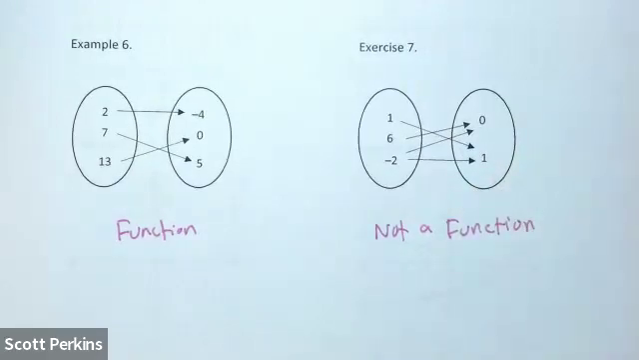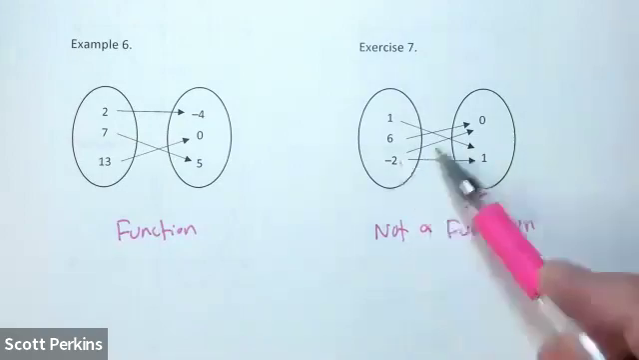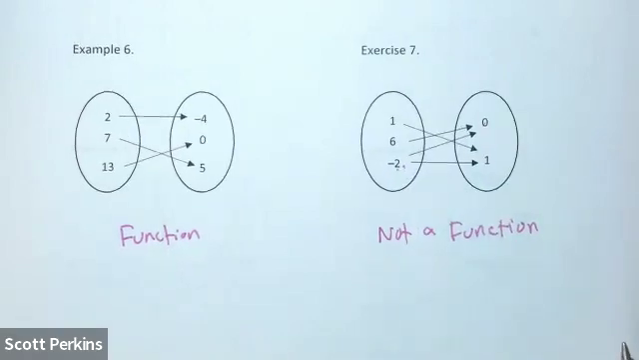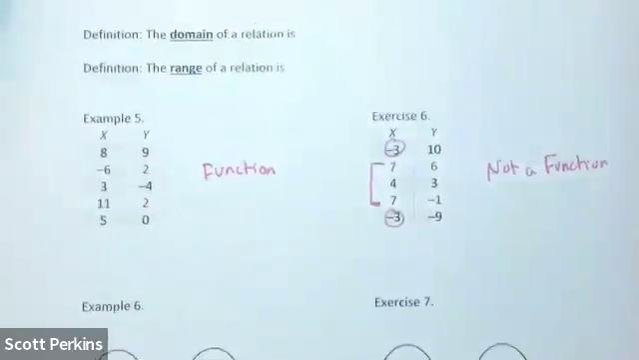How many arrows does -2 have leaving it? 2. That means -2 relates to 0 and -2 relates to 1. That's why it's not a function. All right, before we leave page 2, let's go back up to our definitions.